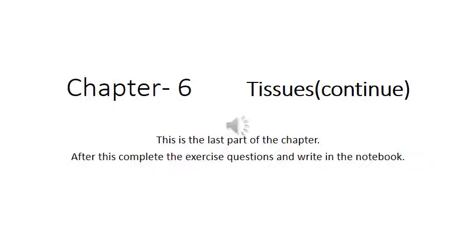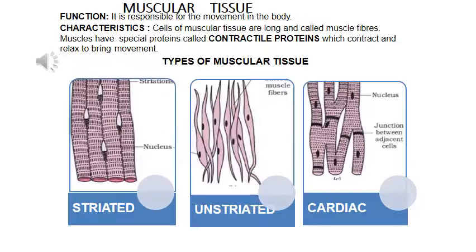In today's class, we will talk about muscular tissue and nervous tissue. These are the last two topics which are left. Okay, children, now open your textbook. Yes, hurry up all of you. Page number 76. Let's read the last paragraph.